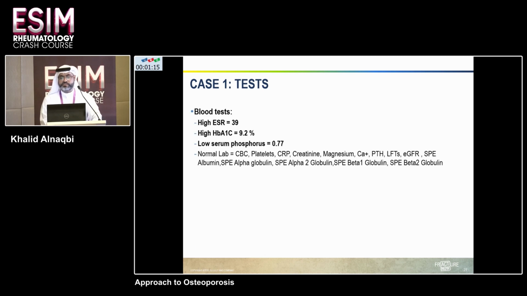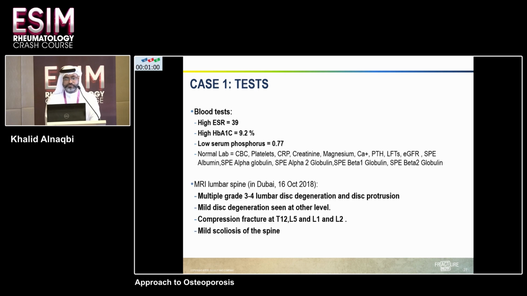We did blood tests: ESR 39, hemoglobin A1C 9.2%, uncontrolled diabetes, low serum phosphorus, but normal labs like CBC, platelets, CRP, creatinine, magnesium, calcium, PTH, LFTs, serum protein electrophoresis, everything. MRI of the lumbar spine in Dubai, October 2018, showed multiple disc herniations and degeneration expected for age, but also showed compression fractures at T12, L5, L1 and L2, and some scoliosis.